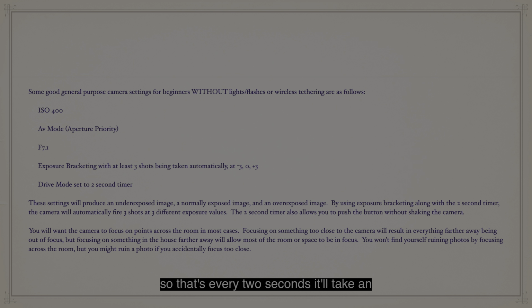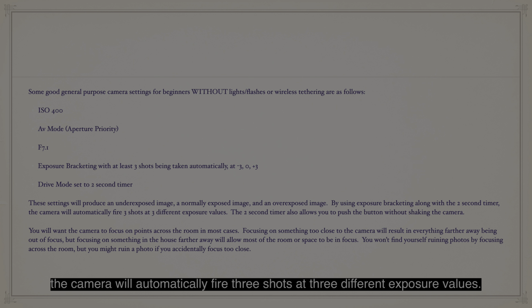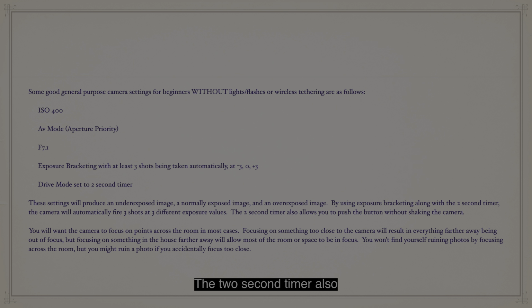So that's every 2 seconds it'll take an exposure at -3, an exposure at 0 and an exposure at +3, all 2 seconds apart. You'll hear your camera doing it. These settings will produce an underexposed image, a normally exposed image and an overexposed image. By using exposure bracketing along with the 2-second timer, the camera will automatically fire 3 shots at 3 different exposure values. The 2-second timer also allows you to push the button without shaking the camera.